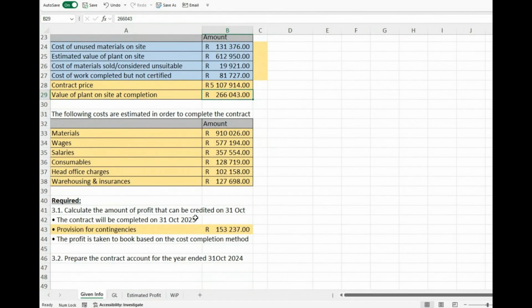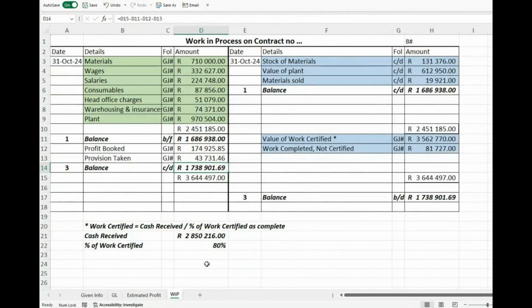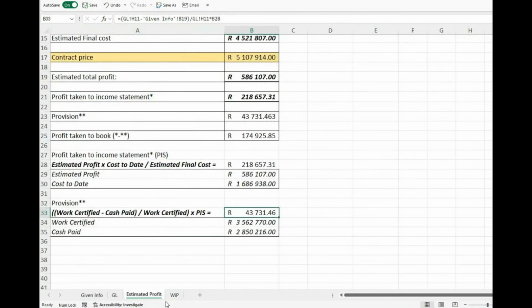Calculate the amount of profit that can be credited. Well, you already did that. And now, sorry guys, you can move on to your work in process on the contract, because you've now completed this part.